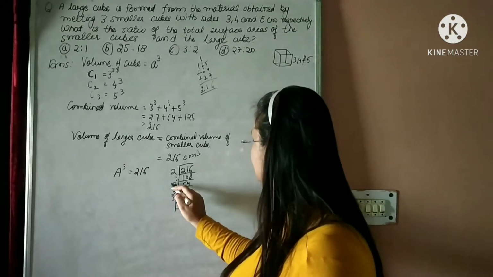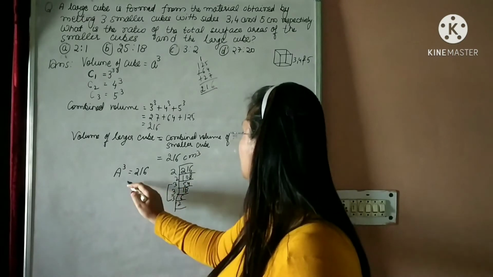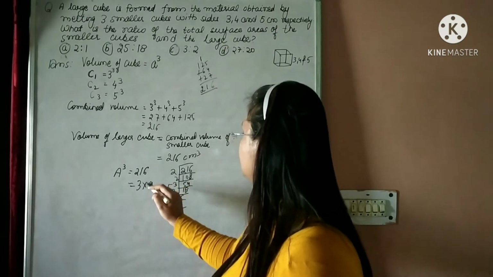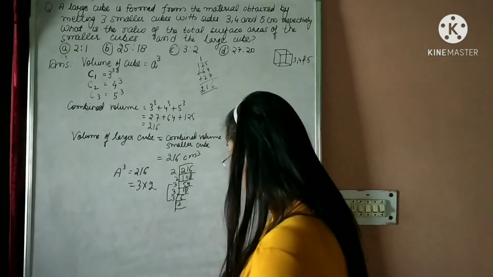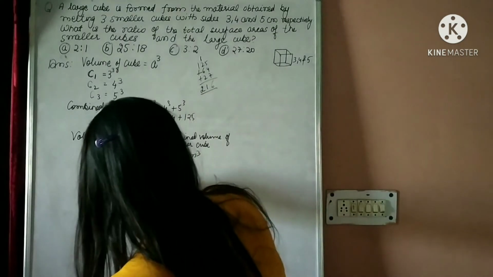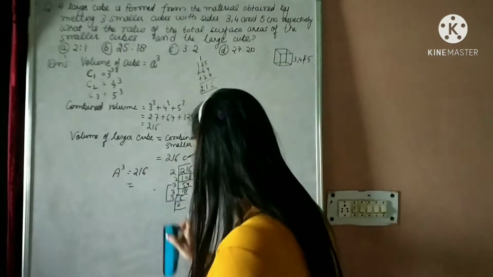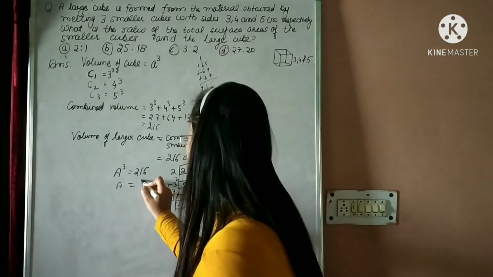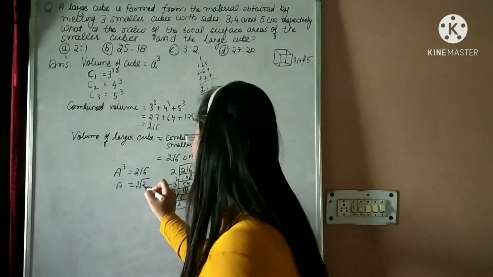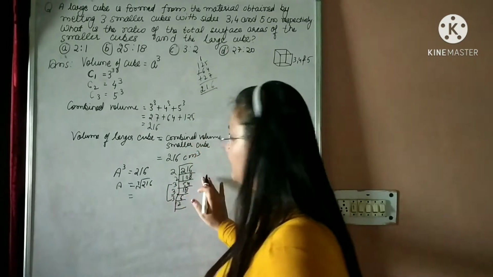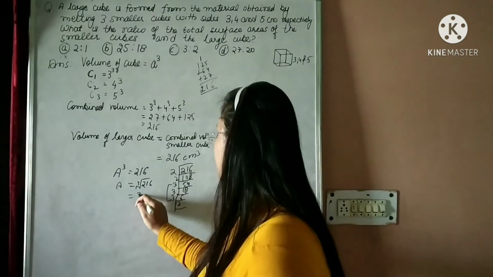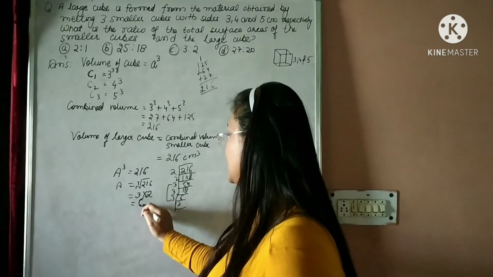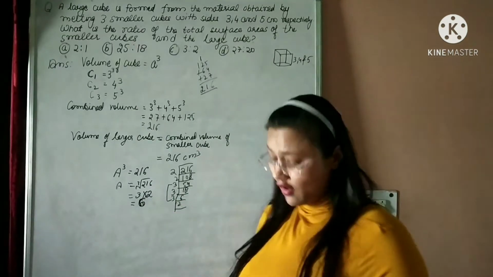So it means 3 into side is 3 into 2. We will take the cube root basically. In order to find out A, we can take the cube root of 216, which will be 3 into 2, equal to 6. Now we have all the information.